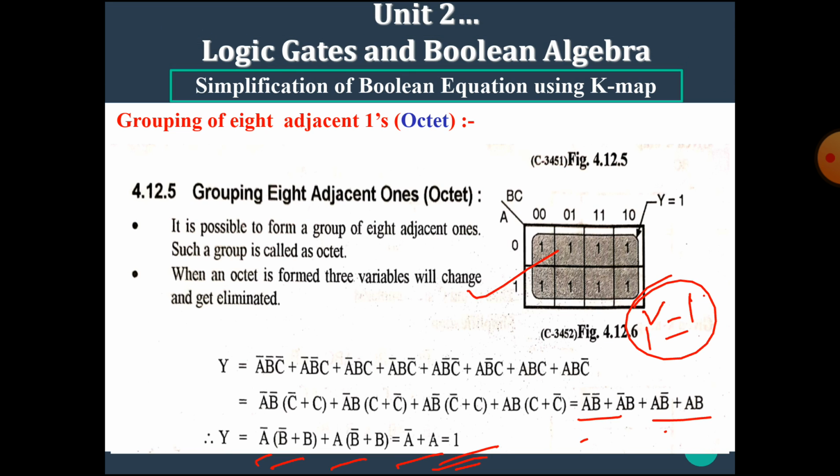Okay, I hope you all understand how to simplify the Kmap for octet, quad, pair and single.